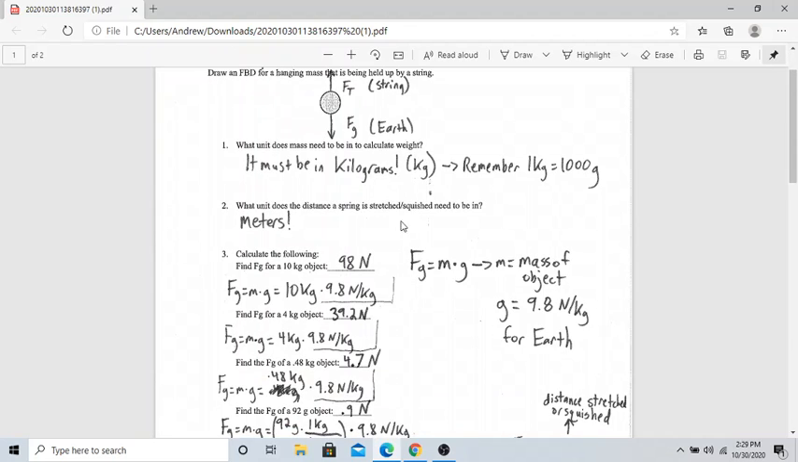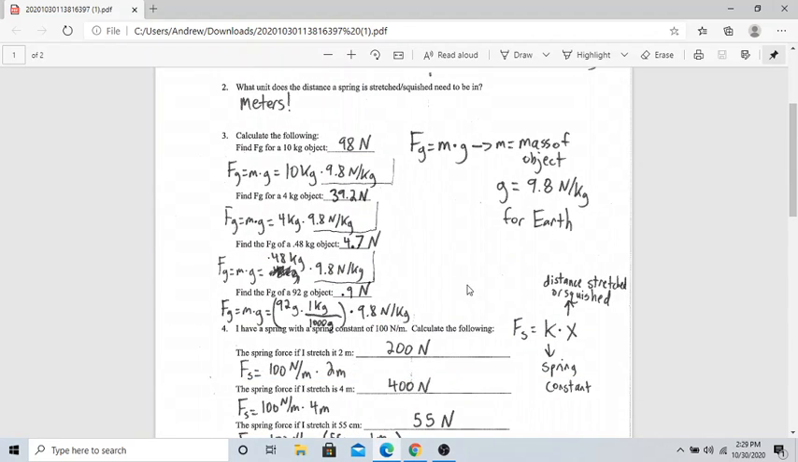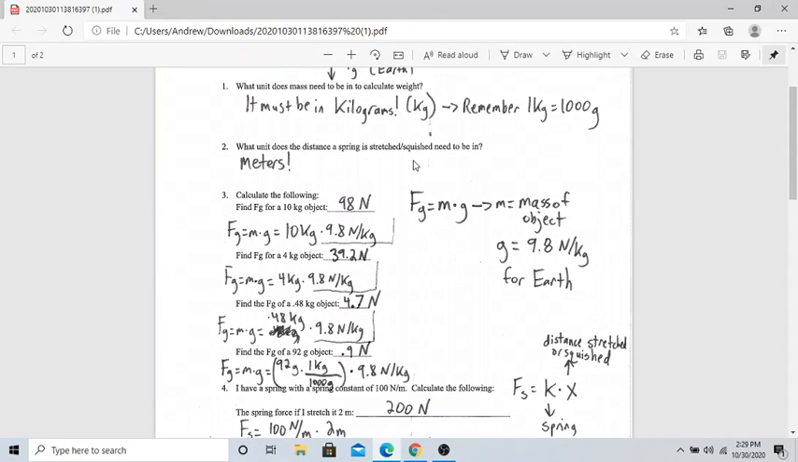Now, the whole rest of the page is focused on the two formulas that we have focused on the last two labs: the spring force formula and the formula for calculating the force of gravity.